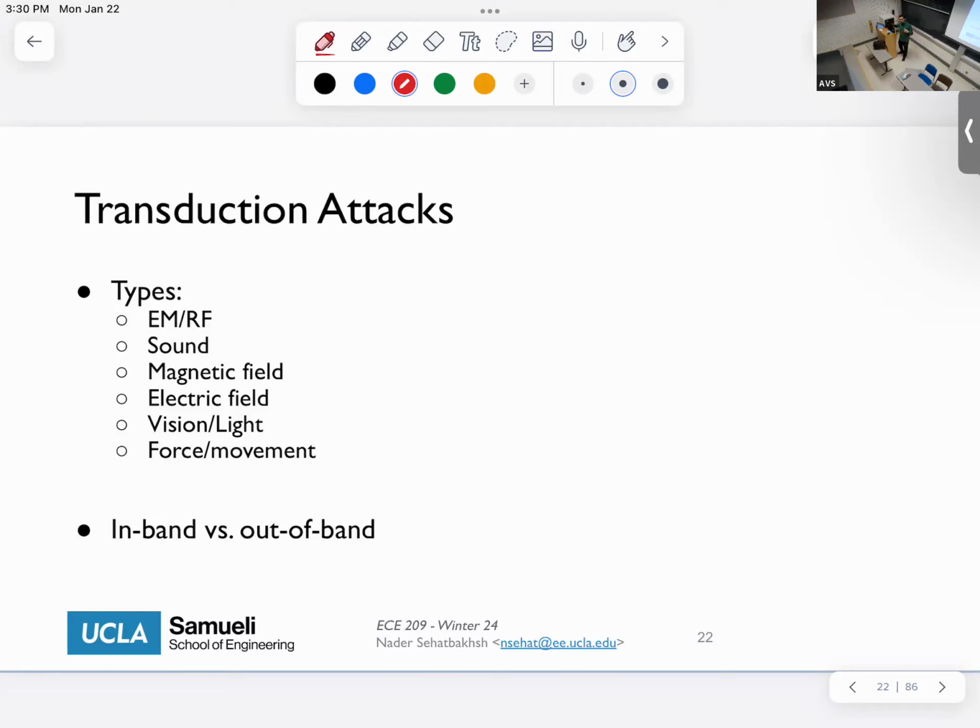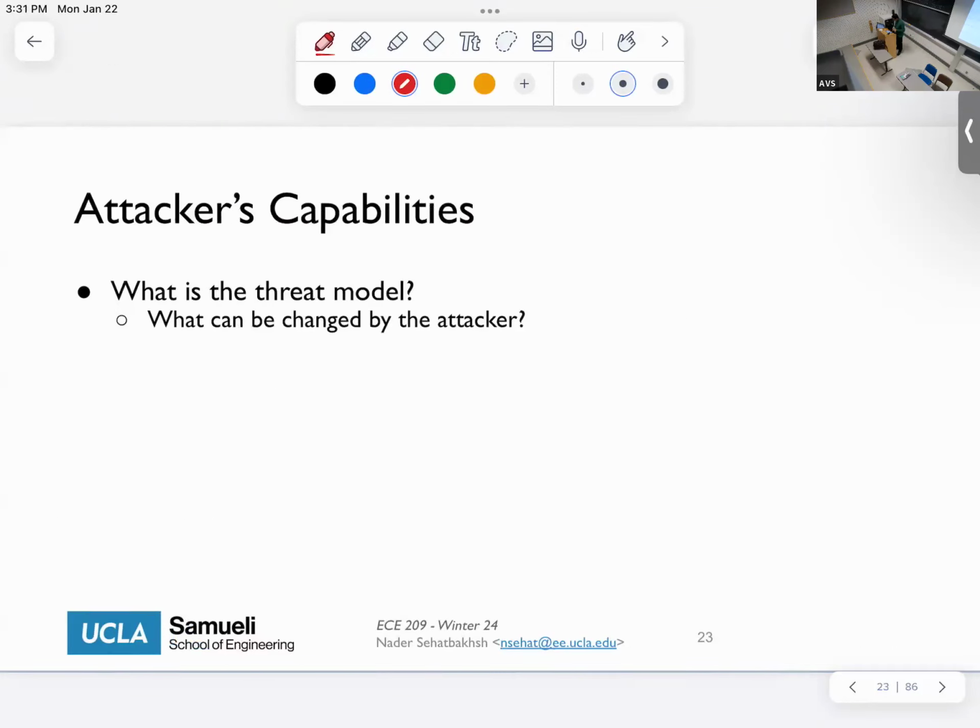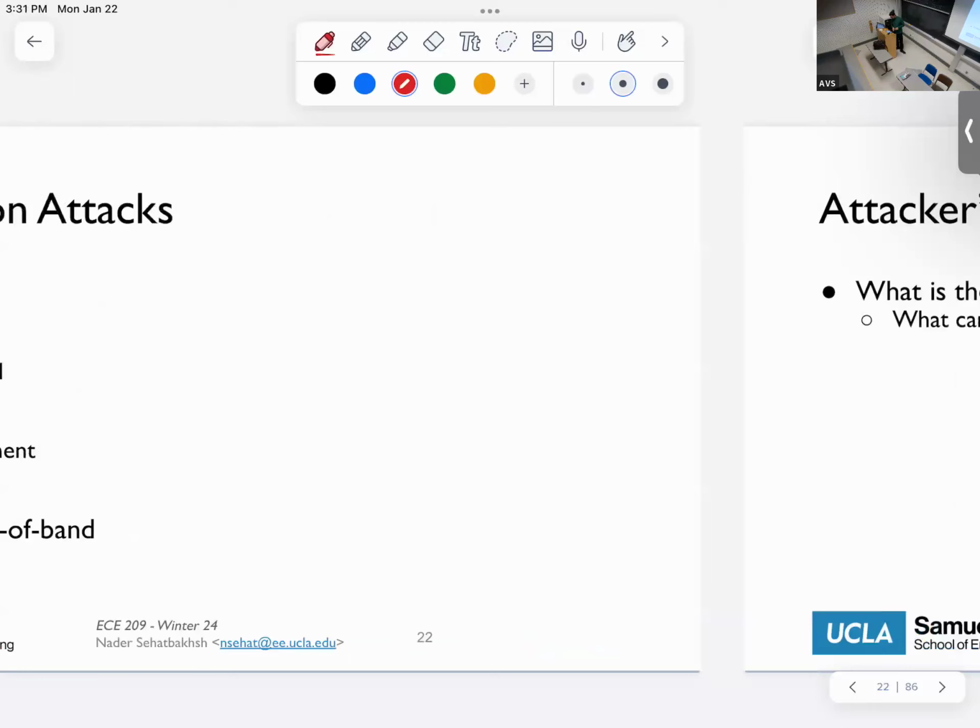Another thing is modalities. Sometimes, for example, you have a microphone, but then you change the temperature, or you launch a laser, you do something else in another modality, and that will introduce attacks to this modality. That's also considered out of band in terms of modality in the system. So keep that in mind, okay?